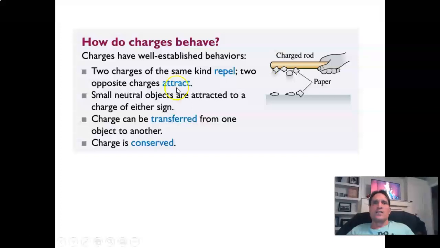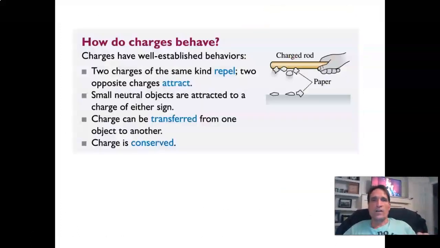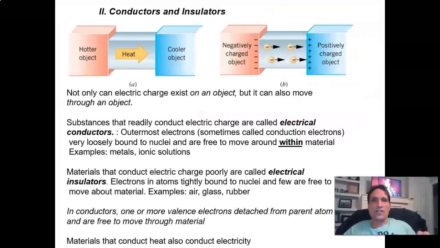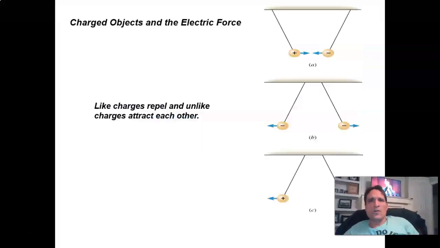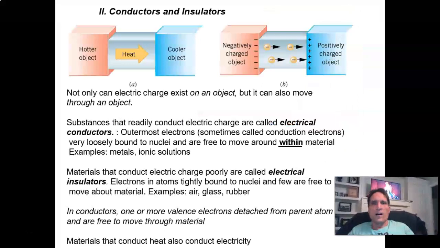And then charge can be transferred from one object to another, but it can never be created or destroyed. And that's what's called the law of the conservation of charge. Okay, that says that charges can be transferred from one body to another, but they can't be created or destroyed. They're conserved. So the electrical effects of materials are much different depending if you have a material such as a metal or if you have a material that's an insulator.